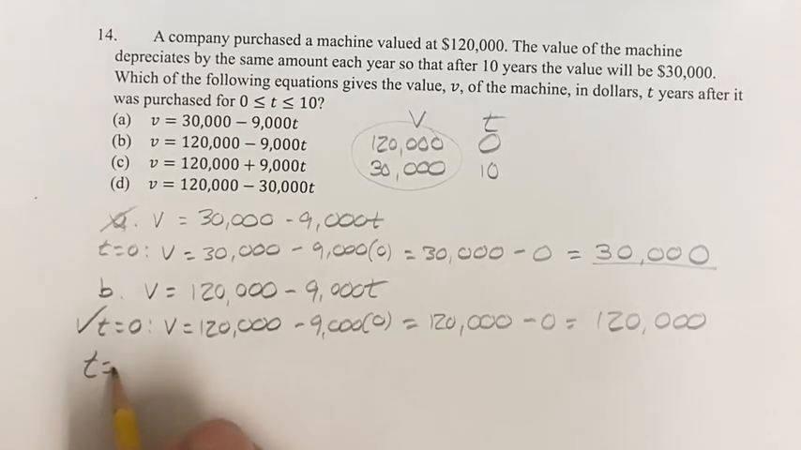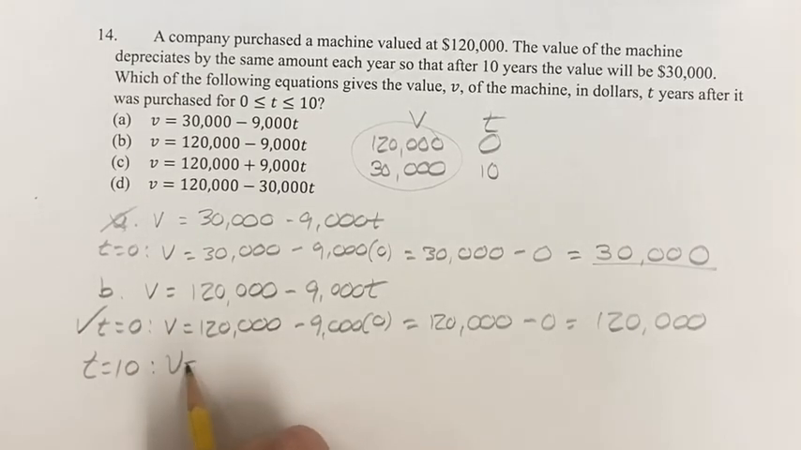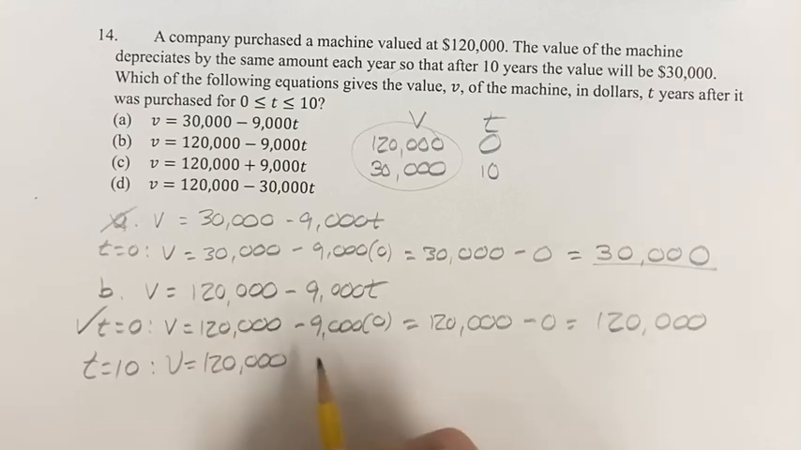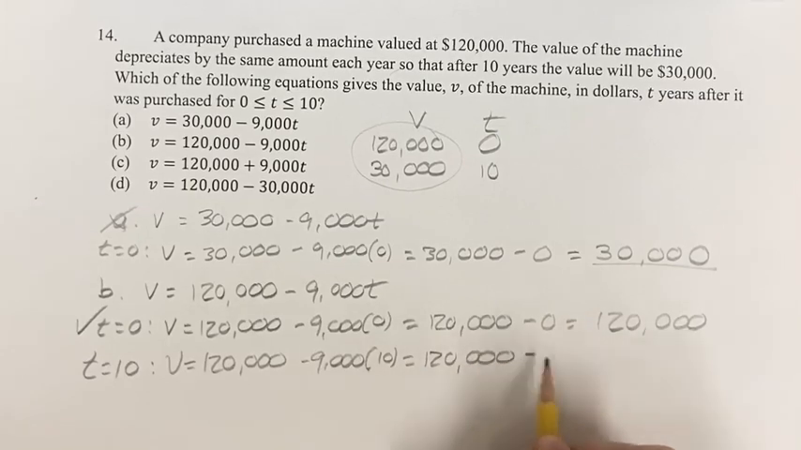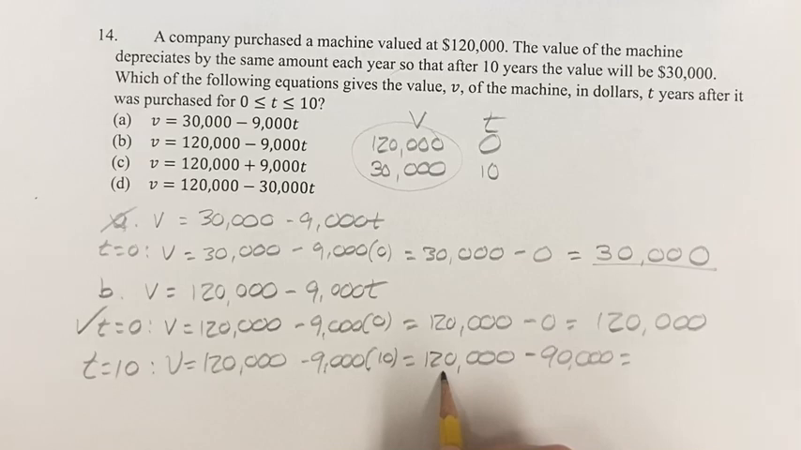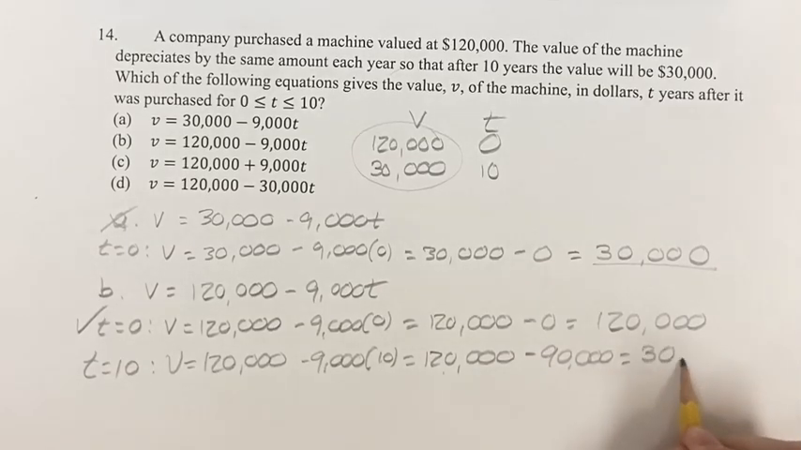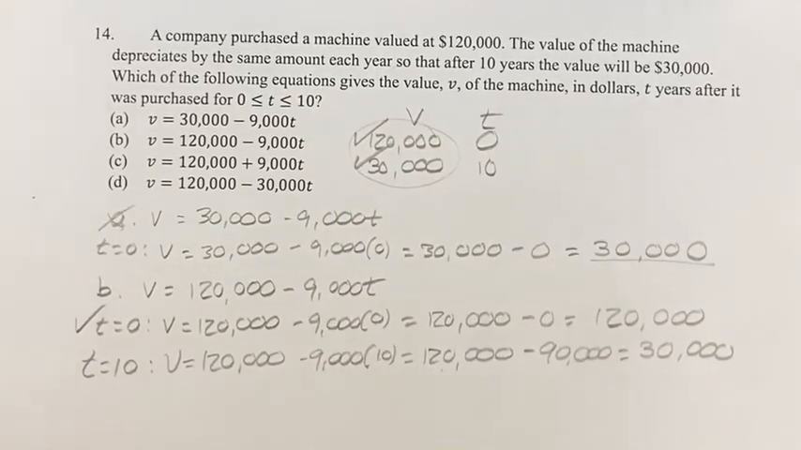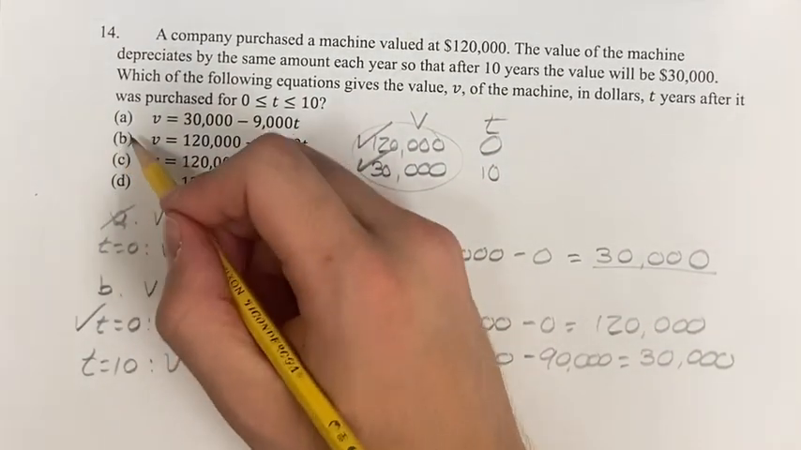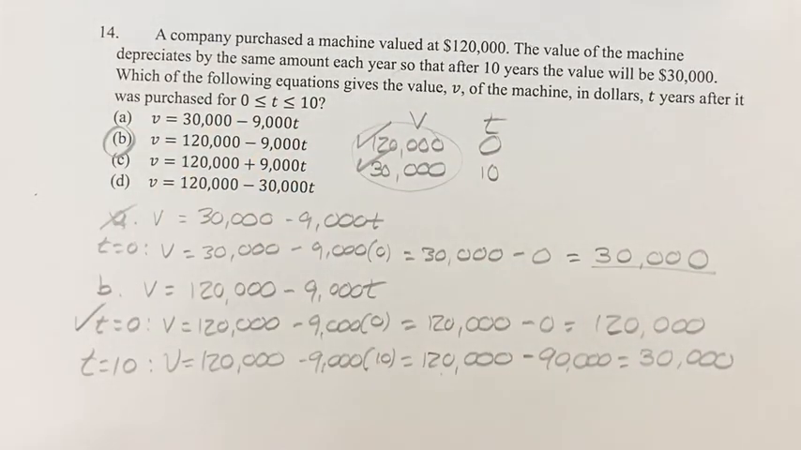And when we plug that in, we get V is equal to 120,000 minus 9,000 times 10, because T is now 10, which is 120,000 minus 90,000, and 120,000 minus 90,000 is 30,000, and this is also correct. So both of our points have checked out, and we know B is our final answer, right?